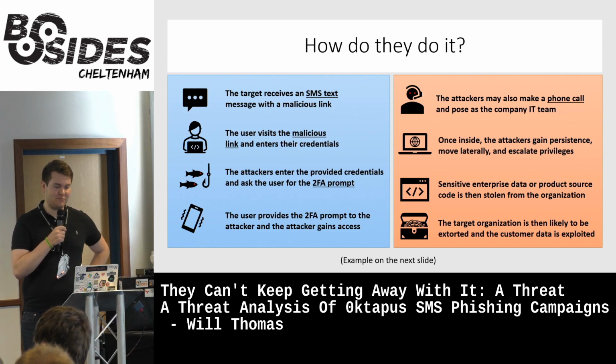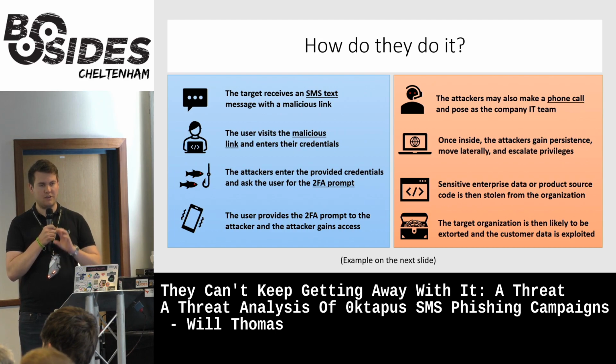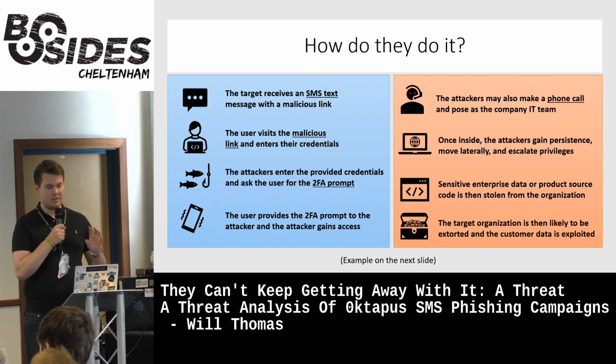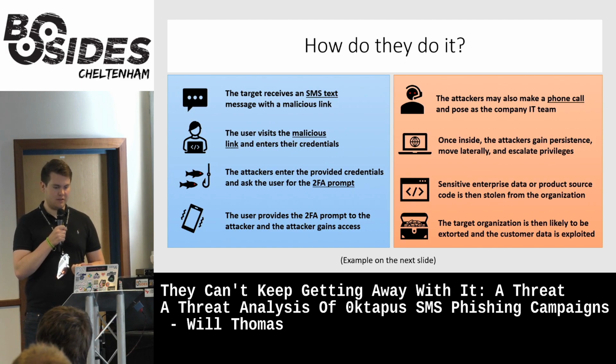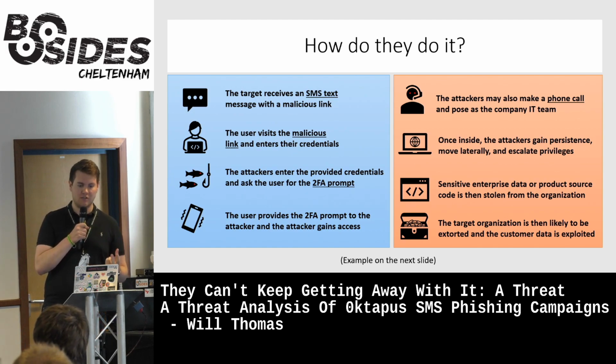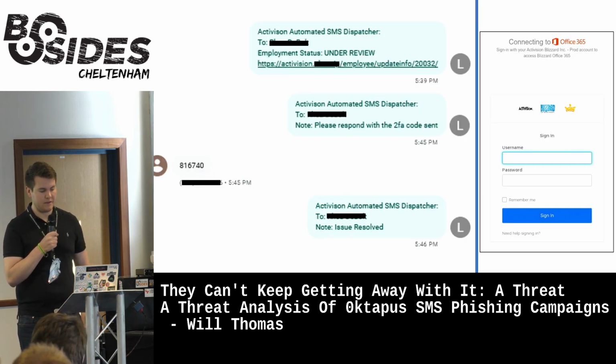And once inside, they move laterally, they gain privileges and establish persistence, and then they go after data. They go after source code, they go after cryptocurrency private keys, they go after whatever they can find that's valuable, and later they either threaten to leak that data or threaten to sell that data and try to extort the company that they stole it from.